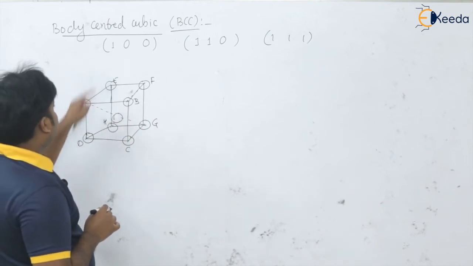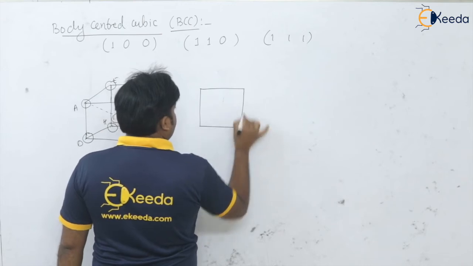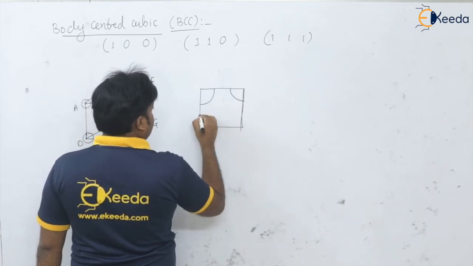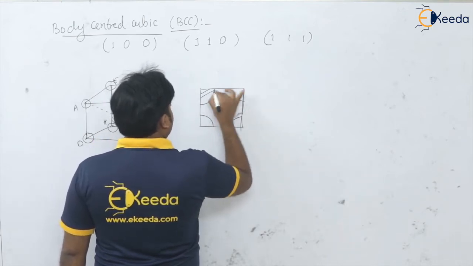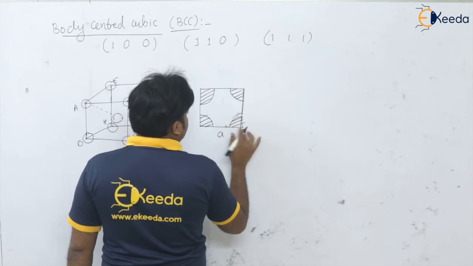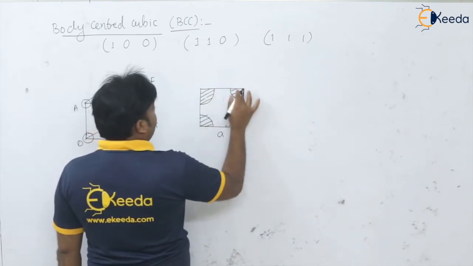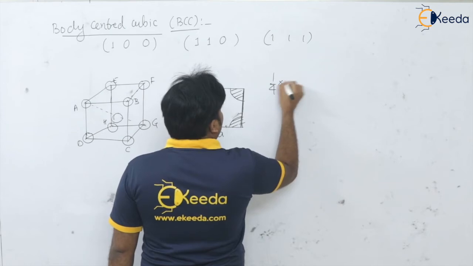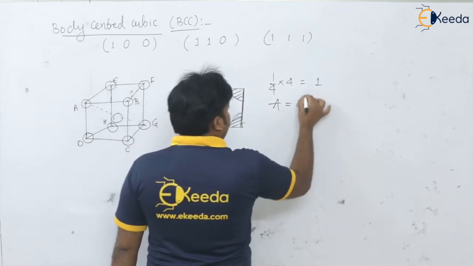Okay, if I take the plane 100, that is this plane A, B, C, D, we know this. So see here, there are 4 corner atoms that are going to come here. So like this. But they are not touching each other, isn't it? So in BCC, the plane 100 is going to look like this with lattice parameter, this dimension of this axis A, isn't it? So how many atoms are there? 1/4 atoms, 4 times. So 1/4, 4 times, that will be one single atom, and the area of the plane will be A square.